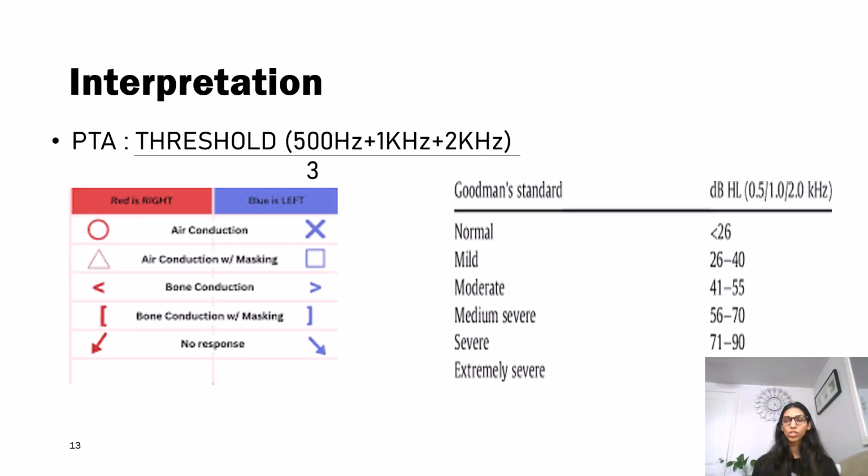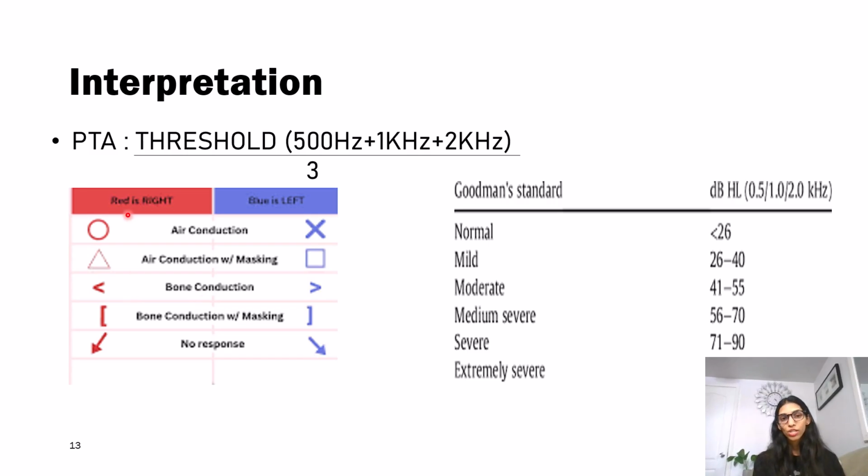Coming to the interpretation. Now we know the procedure, we know the transducers, and we are familiar with the instrument. Now we are going to interpret the results. These are the symbols that we use in audiometry: air conduction right, air conduction left, and the symbol for masking. And for bone conduction or masked bone conduction, and if responses are not present, you have to put arrows. These are the basic symbols or legends that we use in audiometry.